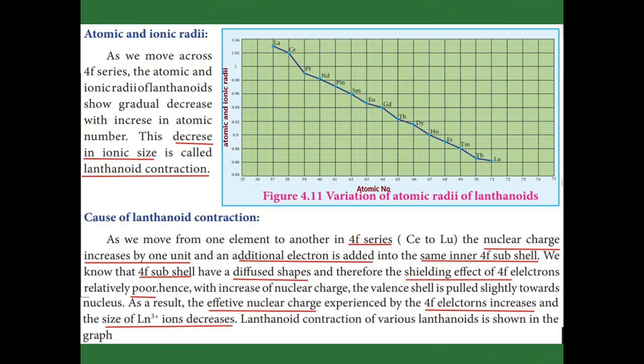We move across the 4f series. What is the 4f series? It means the electrons fill into the 4f orbital, so they are called the 4f series, from lanthanide. After lanthanum, from cerium to lutetium, the electrons are filled into the 4f orbital, so they are called the 4f series. When the atomic number increases, the atomic and ionic size of these elements slowly decreases. This decrease in ionic size is called lanthanoid contraction.